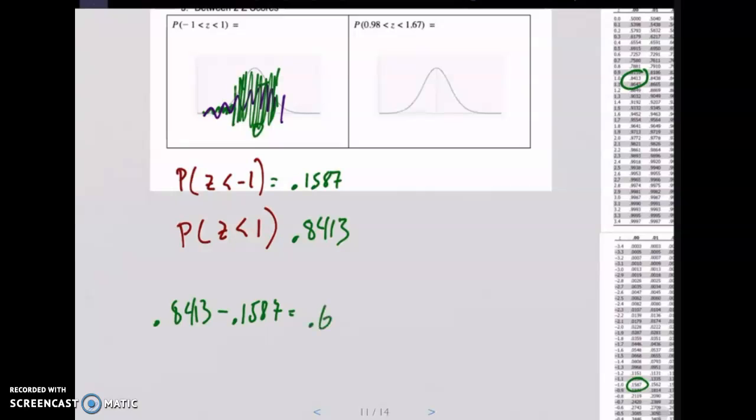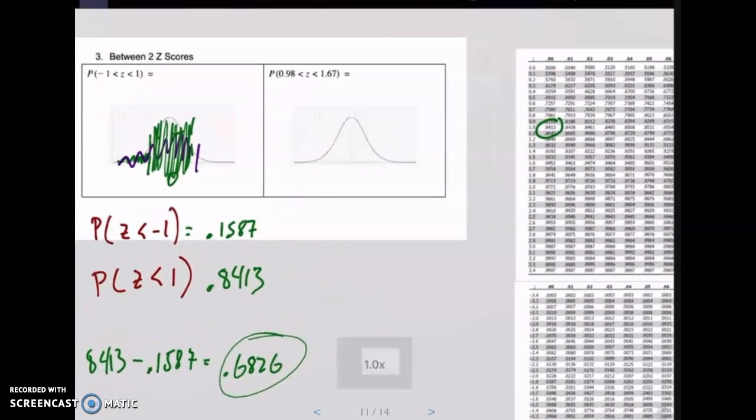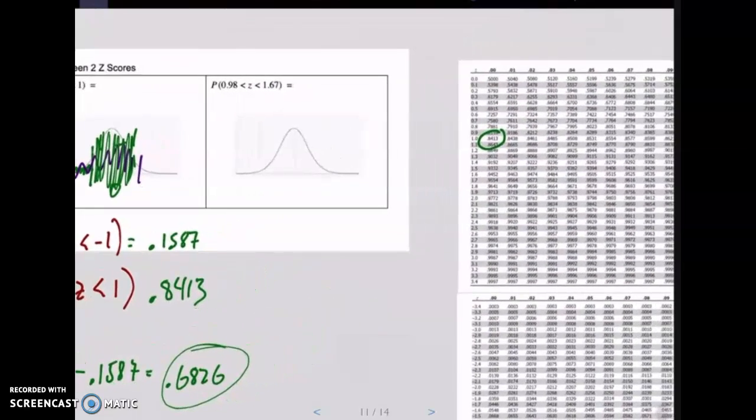0.6826. Beautiful. It should be about 68%. Okay, so take a second to try this one.